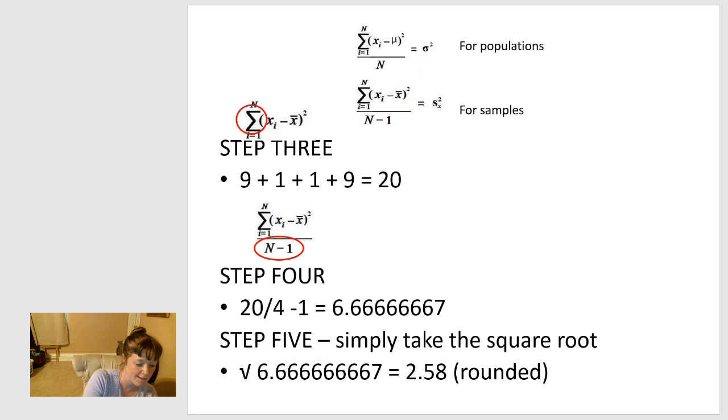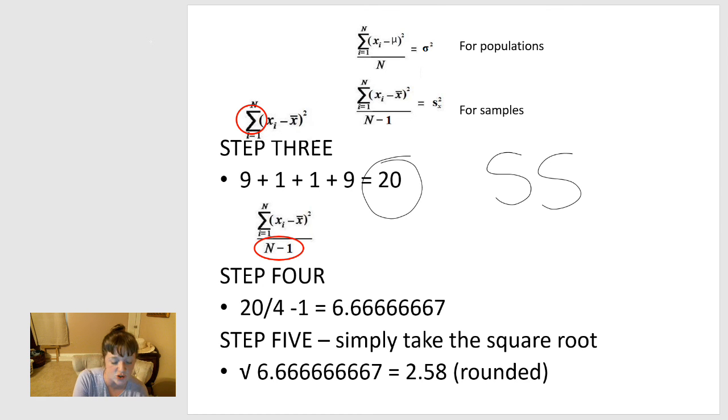And this sometimes gets its very own symbol too. 20 is often called the sum of the squares, and oftentimes it'll be SS. So they'll call this the sum of squares. 20 is the sum of all the squared deviation scores. It's called SS, or the sum of squares.